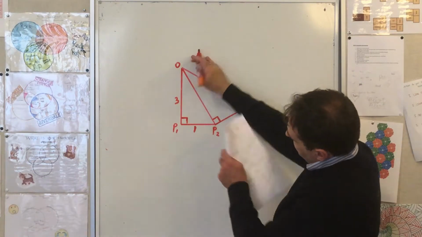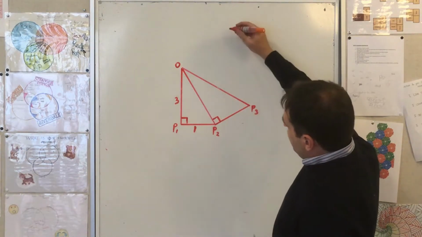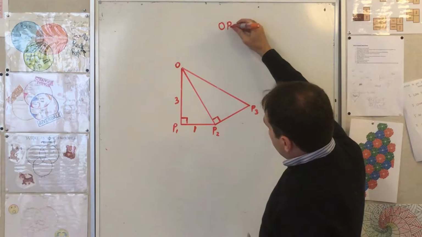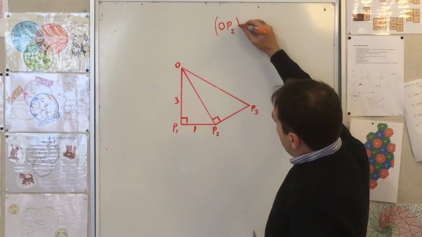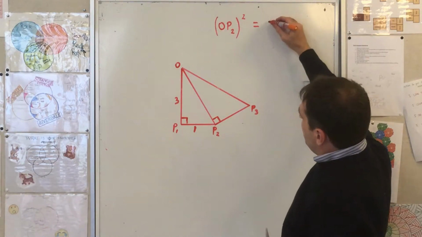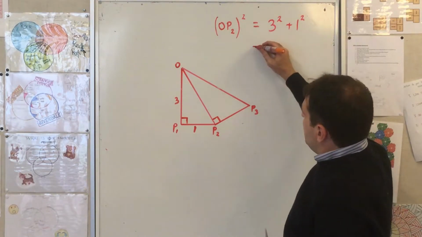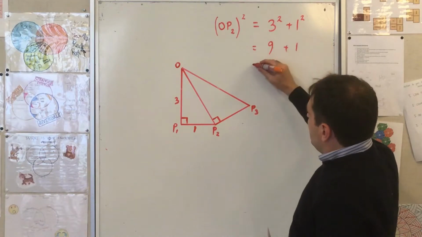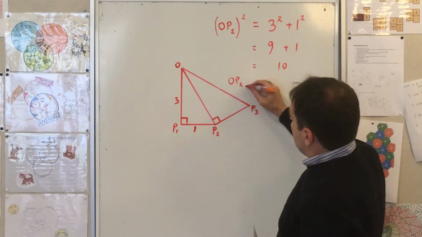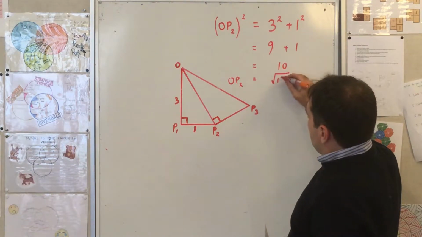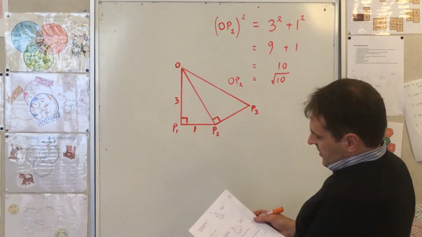So looking at that first triangle alone, you've got a right-angled triangle. So because of Pythagoras, the longest side, which is OP2, from O to P2, that squared is equal to the sum of the other two squares. 3 squared plus 1 squared, which is 9 plus 1, which is 10. So OP2, I should say, must be the square root of 10. So that's how you show that OP2 is square root of 10.